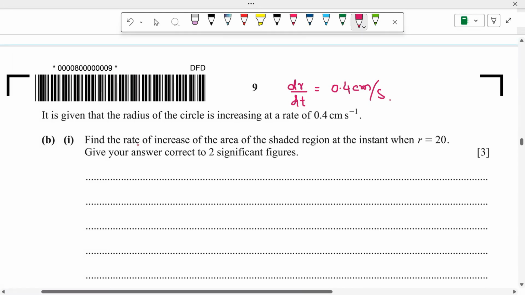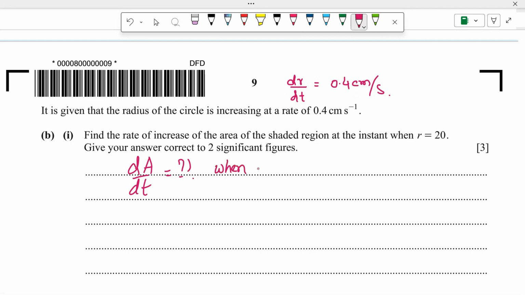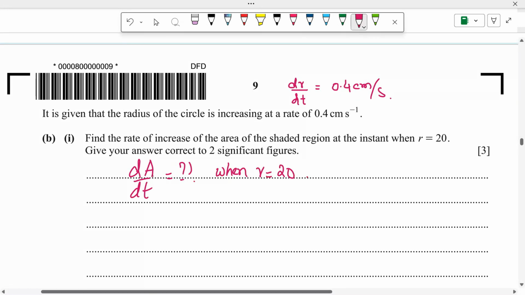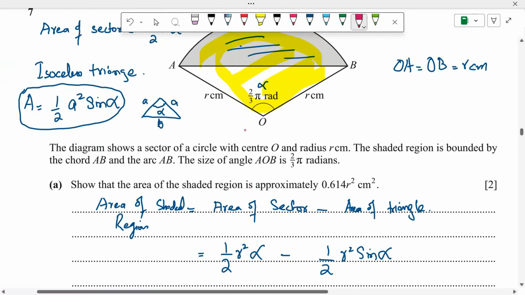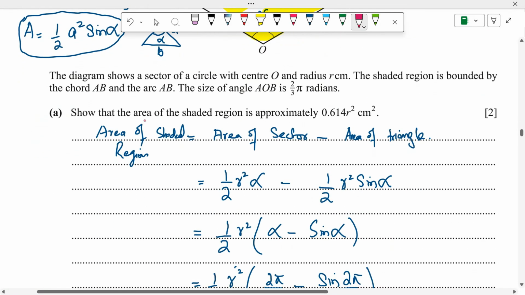So we need to find the rate of change of the area of the shaded region with respect to time when r is equal to 20. And this is the area of the shaded region, not the area of the triangle or the sector. It is the area of the shaded region.